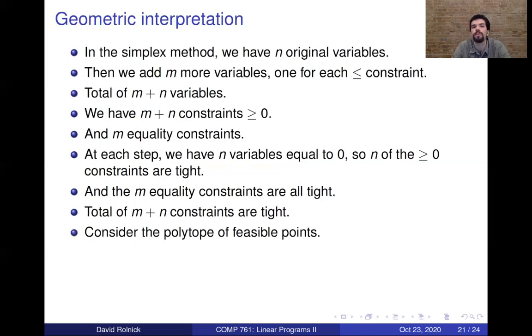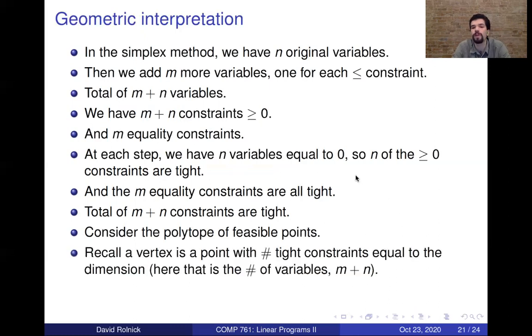Let's consider the polytope of feasible points. Remember, the vertex of a polytope is a point with the number of tight constraints equal to the dimension. So for example, if you were in 2 dimensions, then you have a polygon. And the number of constraints that are tight at a vertex of the polygon is 2. So if you're on 2 of the edges of the polygon, then you're a vertex. Likewise, if you're in 3 dimensions, say a cube, if you're on 3 of the faces of the cube, then you're a vertex, because you're in 3 dimensions. If you're in 4 dimensions, and you're on 4 of the facets, then you are a vertex.